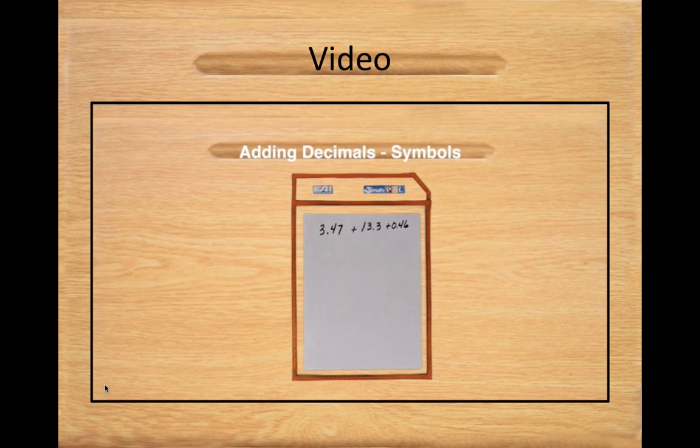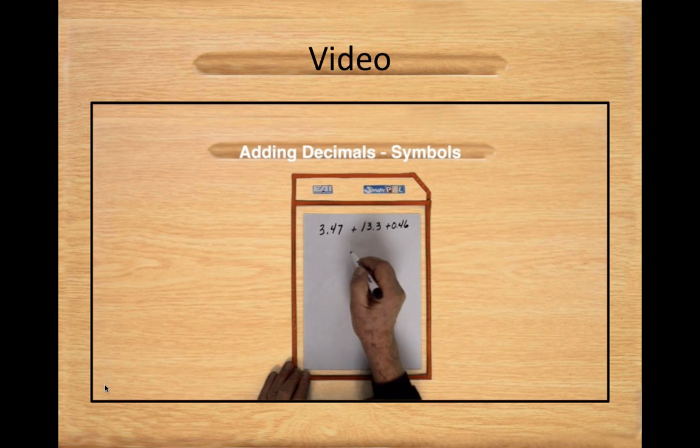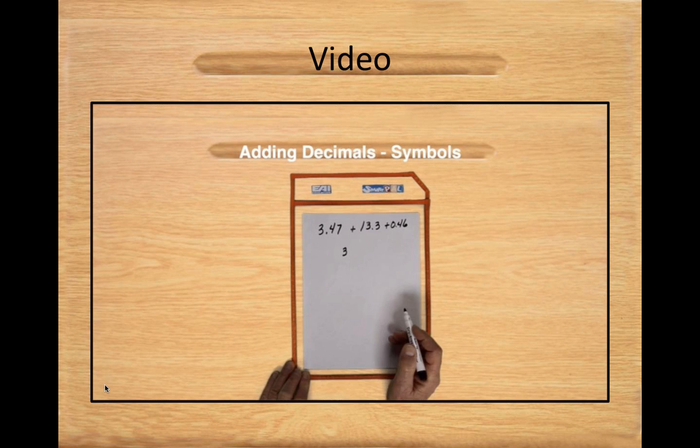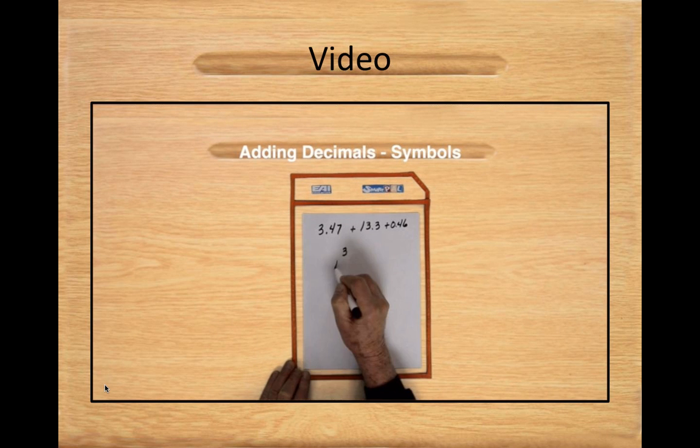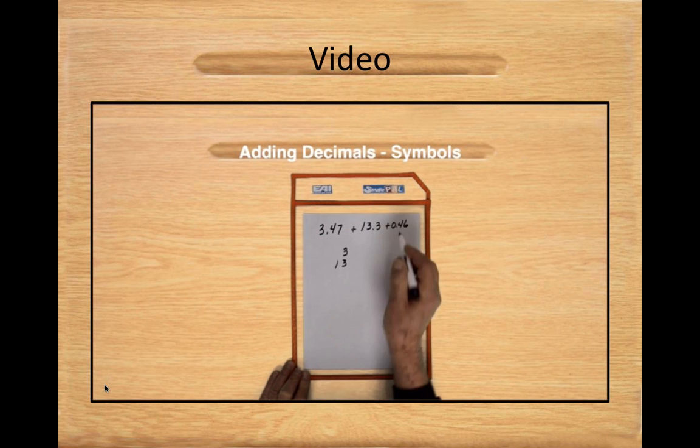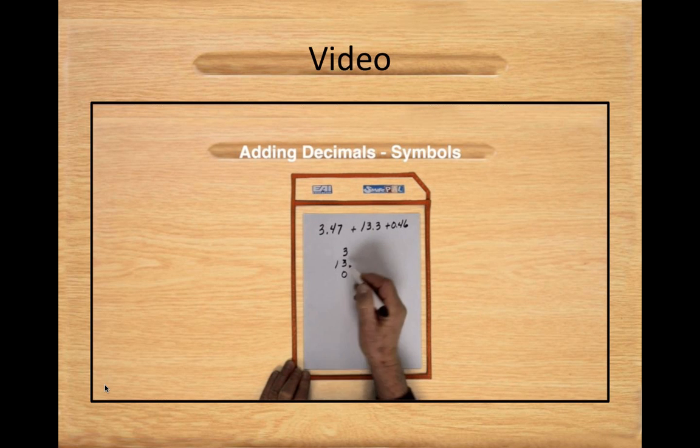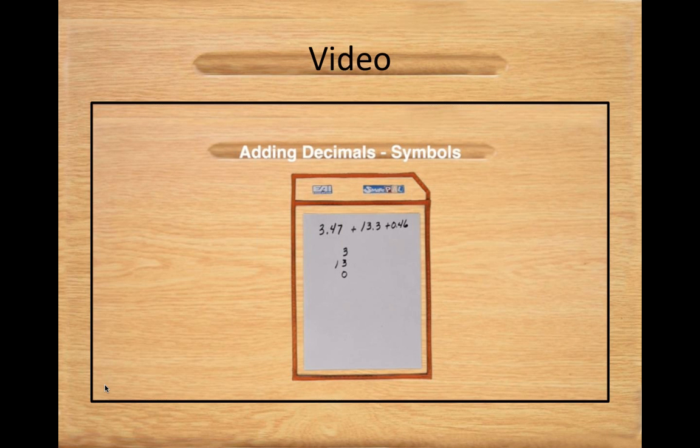Now the question is, how do we set this up in a vertical form? One of the things we did, and I want to give thanks to Jim Chalakis and Jack Lutz from East Brunswick for giving me this idea. The first thing we're going to do is write the whole numbers in vertical form. So we're going to write 3, we're going to write 13, and we're going to write the 0. Those are the whole numbers from our 3 decimal numbers that we're trying to add.